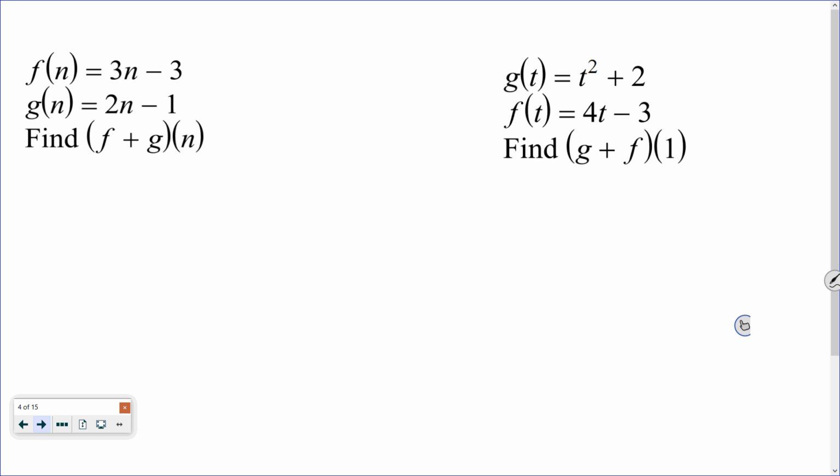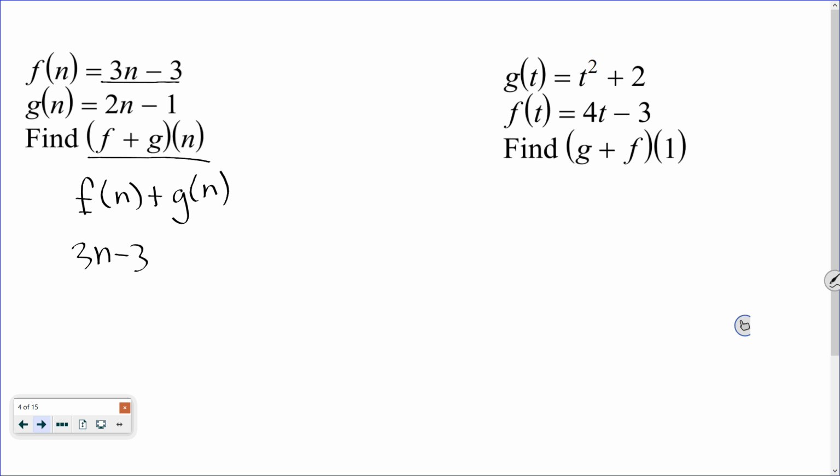So this one says f of n equals 3n minus 3, and g of n equals 2n minus 1. It wants us to find f plus g of n. So always start like this. Rewrite it as being f of n plus g of n. And then all we're going to do is take what f of n is, and it's right here. F of n is equal to 3n minus 3.